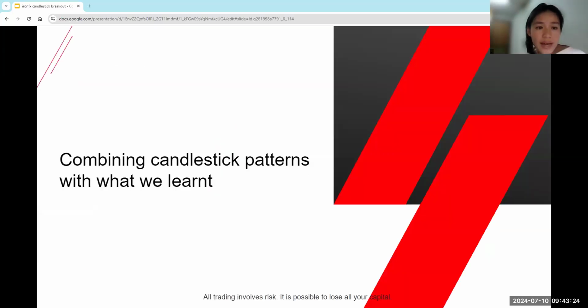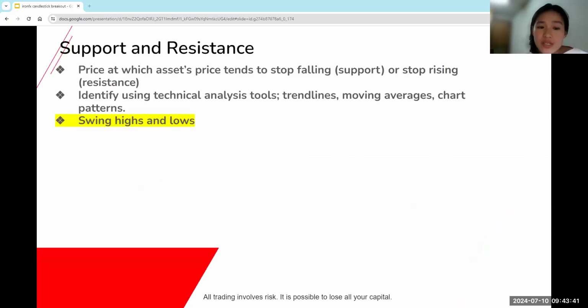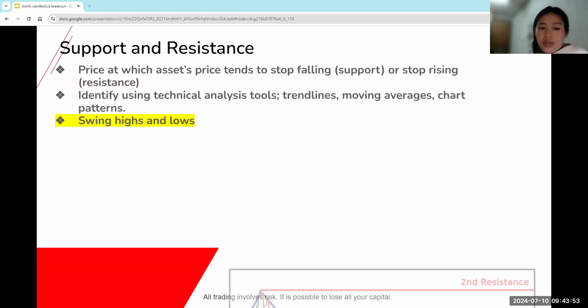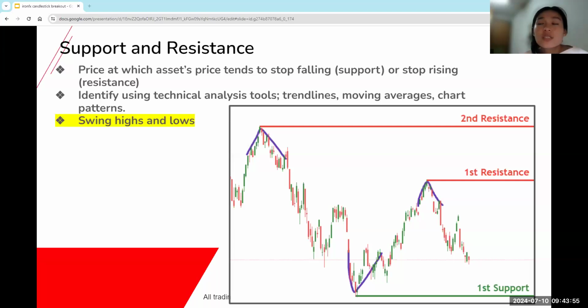Okay, so now let's look at combining candlestick patterns with what we already know. So we're gonna start off with support and resistance since this is basically the foundation of everything. I did briefly talk about your overlap resistance levels earlier, but basically what we want to talk about is being able to spot significant swing highs and lows.